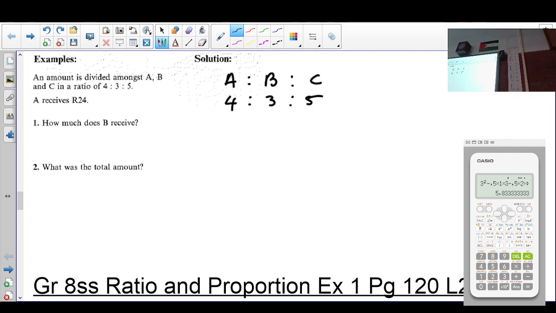A receives 24 rand. So is that the total or for A only? A only. Not the total. You will understand it. A receives 24 rand. So what I do is I put this thing under A's value. 24.